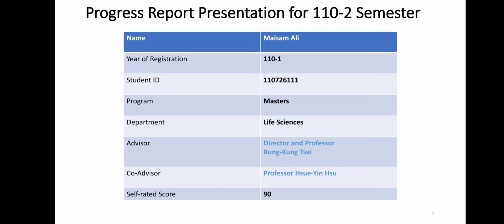Hello everyone, this is Mesam Ali and this is my progress report for my second semester of the first year of my master's degree. I am a student of the Department of Life Sciences. The name of my advisor is respected Professor and Director Sai, and my co-advisor is Professor Shi from the Department of Life Sciences. This is the checklist.